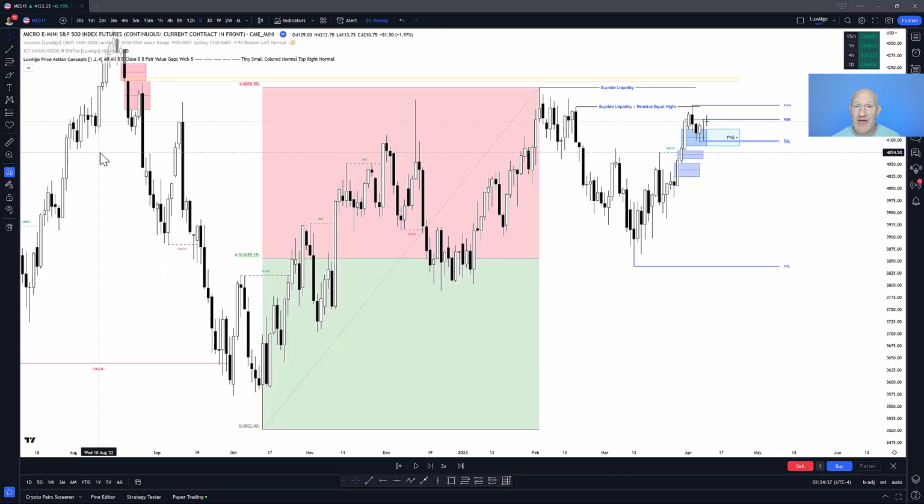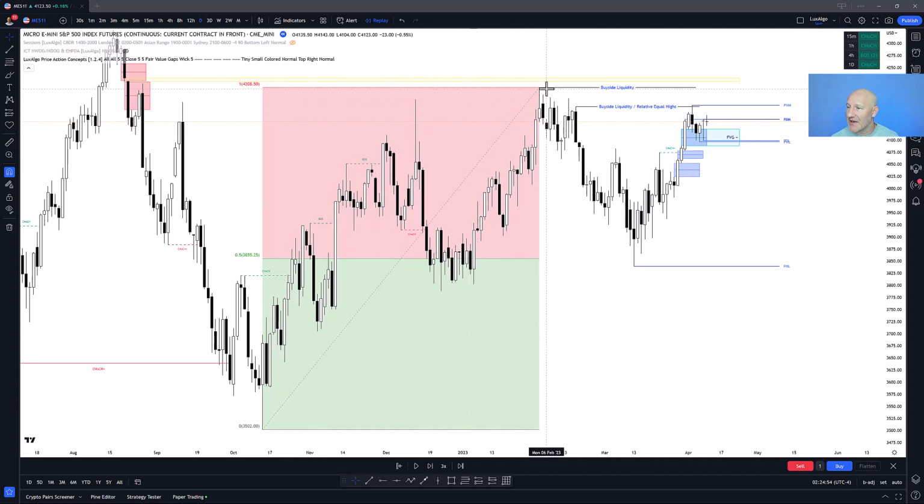So we'll start off with our daily chart on the S&P, and this is obviously where I start to do my analysis in terms of what my daily bias is. So if we just zoom out, you can see I have my dealing range from this swing low to this swing high charted out, and we're obviously sitting in a premium at the moment.